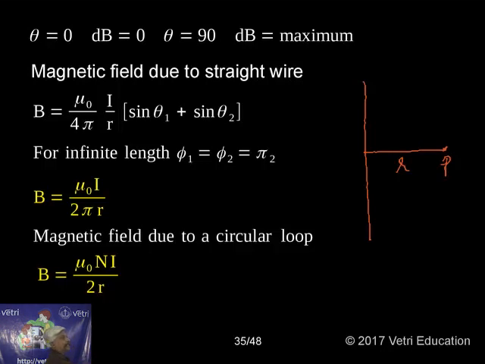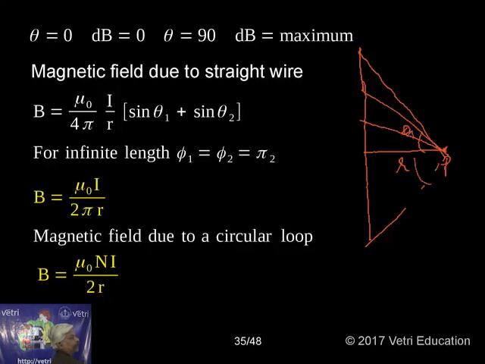In this, I have to consider the current element, so that we know the formula, everything. If it goes on the other side, this also goes on the other side. Therefore, I have to find the current element. This is for phi 1, this is for phi 2, that is, sin phi 1 plus sin phi 2. That is the angle. So the field is mu naught by 4 pi, I by r, into sin phi 1 plus sin phi 2, for an infinitely long wire.